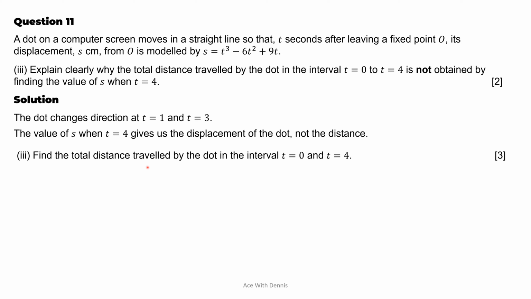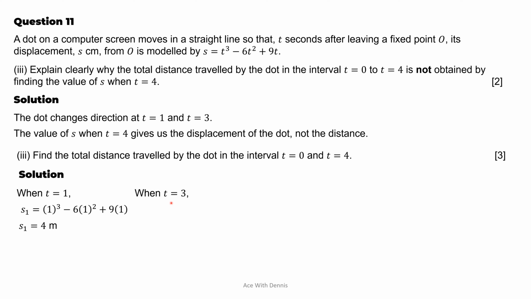3. Find the total distance traveled by the dot in the interval t equals 0 to t equals 4. 3 marks. Alright, so if you really want to find the total distance traveled between these two timings, we have to find the distance part by part. So here's the solution. When t equals 1, S1 will be 1 cubed minus 6 times 1 squared plus 9 times 1. I label the displacement as S1. Substitute t equals 1 into the equation, and when we calculate, S1 is 4 meters.